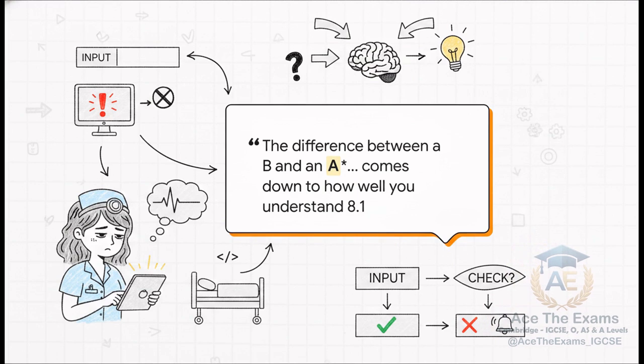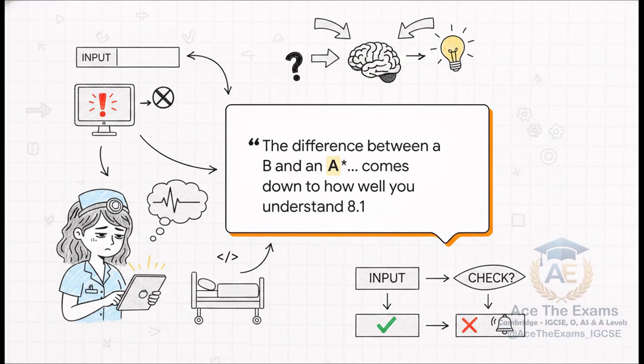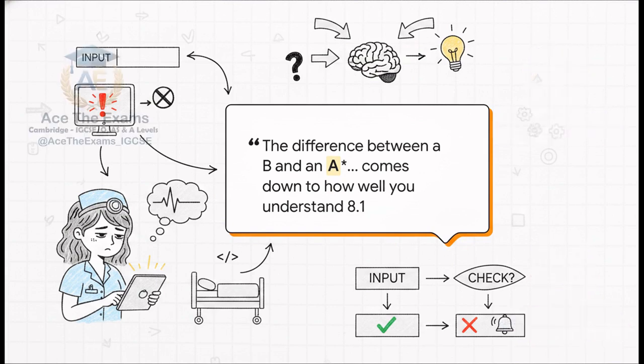The syllabus specifically emphasizes the top candidates, the ones grabbing that A star, exhibit connected, conceptual understanding that is completely transferable to unfamiliar contexts. They don't just memorize that a range check exists. They know exactly why a specific range check and a highly specific, user-friendly error message is the absolute best choice for, say, a stressed-out nurse entering patient data at 2 a.m. It is all about the context, guys.